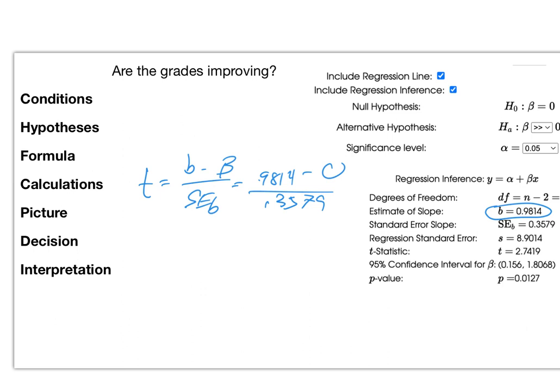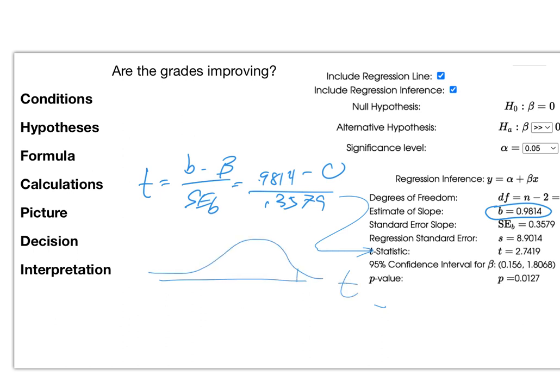All right, well, my pen is starting to fail, so I'll just go with the finger here. Right there, 2.7419. Again, depending on rounding, my p-value, 0.0127, which is very low. I will reject. Oh, I forgot to draw my picture.